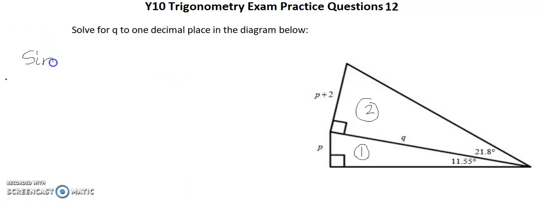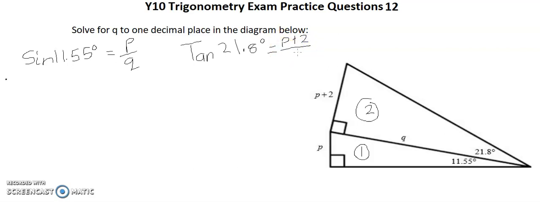So sine 11.55 degrees is equal to opposite, which is P, over hypotenuse, which is Q. Likewise, with my triangle 2, I've got opposite and I've got the adjacent. So I'm using a tan ratio. So that means I've got tan 21.8 degrees is equal to opposite, which is P plus 2 over Q.